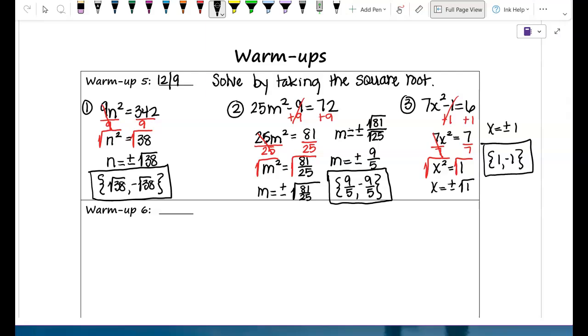So again, solving by taking the square root falls under the bigger umbrella of solving by factoring, but it's a case where we don't have a b term, where we only have ax squared plus c. And instead of having to go through the whole x method, we can use solving by taking the square root as a way to simplify that.